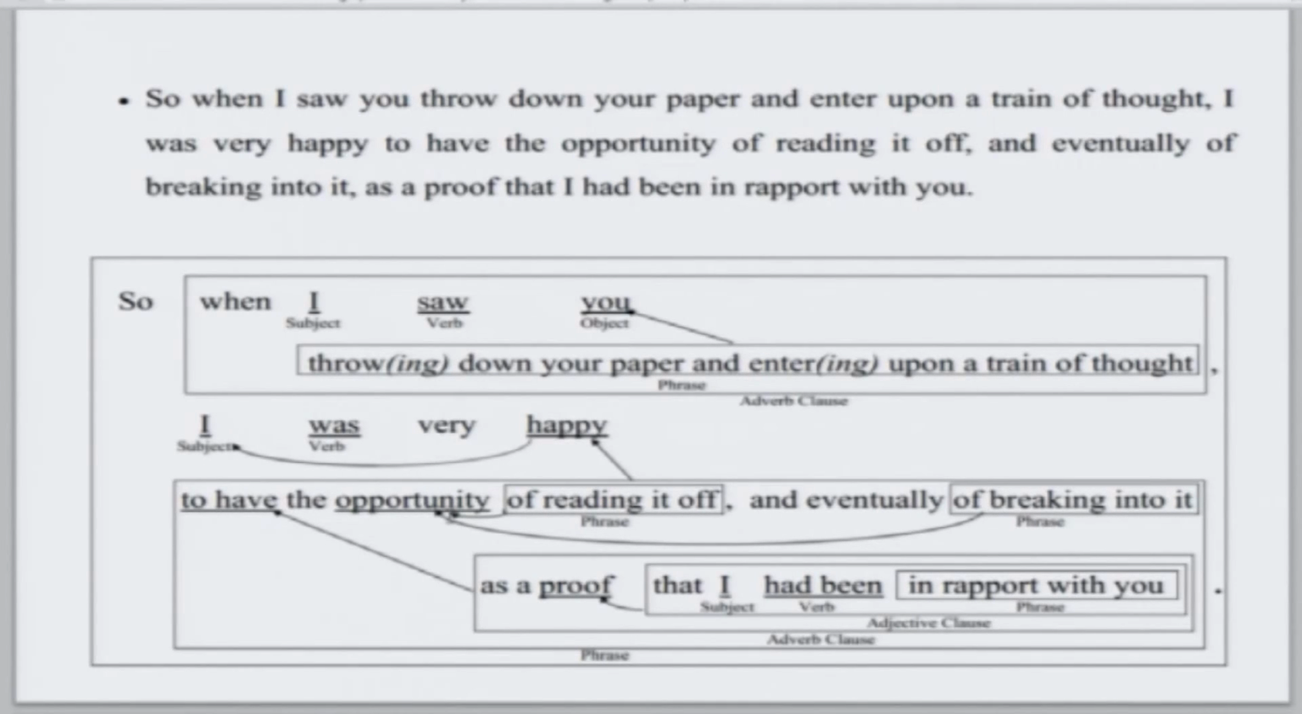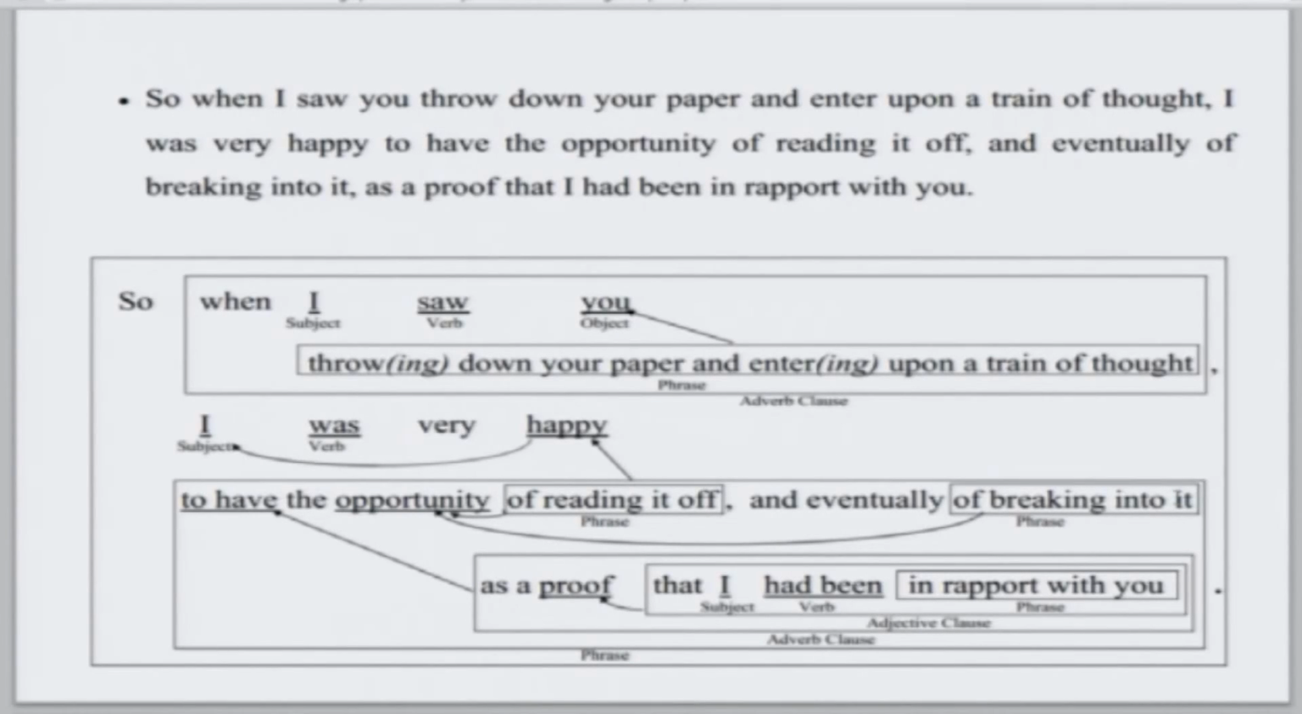To have the opportunity of doing several things, okay? Of reading it off and breaking into it. Eventually is an adverb qualifying this, and both of these, of reading it off and of breaking into it, these two things are qualifying the opportunity. So, opportunity, what kind of opportunity? Opportunity of what? Of reading it off, of breaking into it. Okay? So, these two things qualify opportunity. And have what? The opportunity.